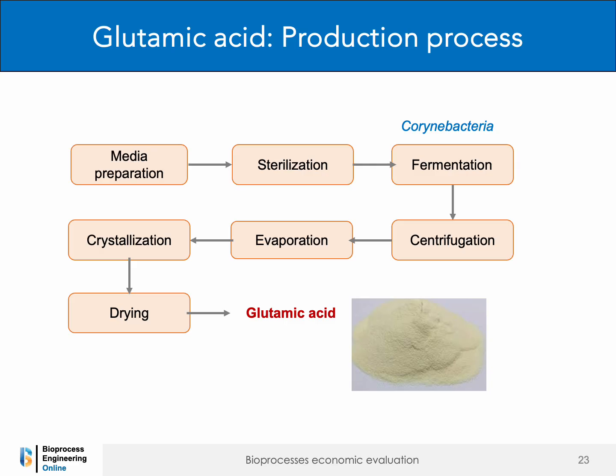As a first example of bioprocess cost evaluation, let's consider the production of a large tonnage amino acid, glutamic acid, obtained by microbial fermentation. In the upstream section of the process, the unit operations include the preparation of the fermentation media, the media sterilization, and the fermentation. Meanwhile, the downstream section involves centrifugation, evaporation, crystallization, and the final step of glutamate crystals drying.